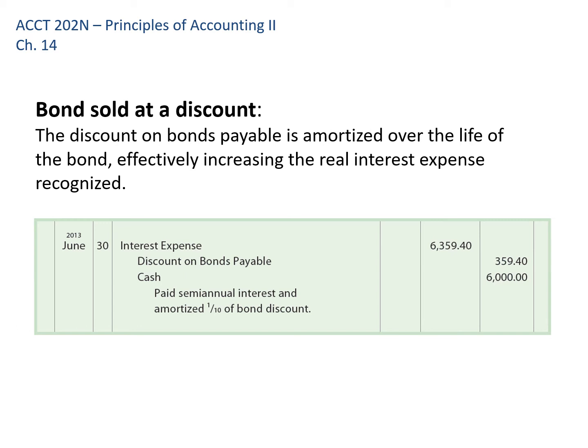Now I need to amortize that discount over the number of interest payments I'm going to make. So in this case here, I divide that discount by the number of interest payments I'm going to make. It comes to $359.40. So I'm going to amortize that discount. It has a normal debit balance, so I amortize it by crediting it. And you can see that has the impact of increasing my interest expense.